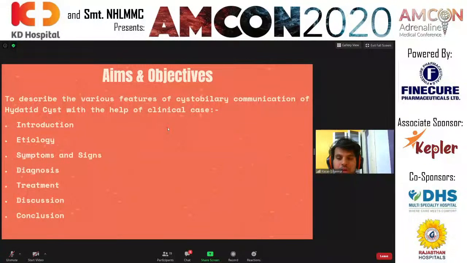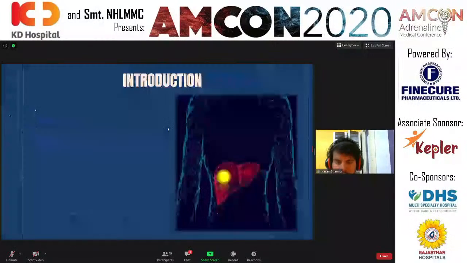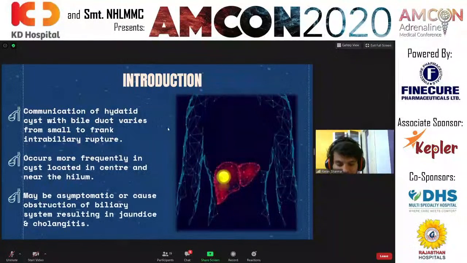These are the aims and objectives of my presentation. Communication of the bile duct with a hydatid cyst can be small, or it can also lead to frank intrabiliary rupture, and it may be asymptomatic or may cause obstruction of the biliary system, resulting in obstructive jaundice and sometimes cholangitis.